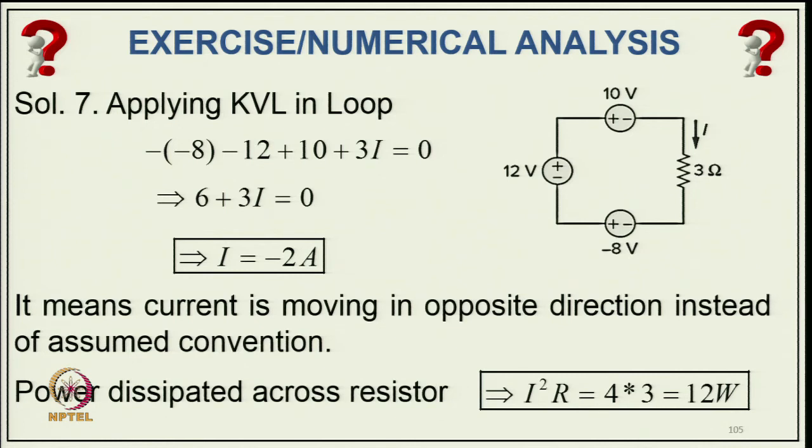in the opposite direction to the assumed convention. The power dissipated across the resistance is I square R. So, that will be 2 square into R, 3, so 4 into 3, that is 12 watt.